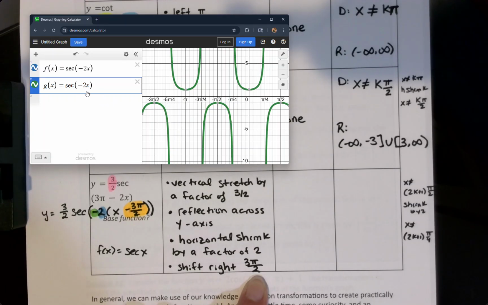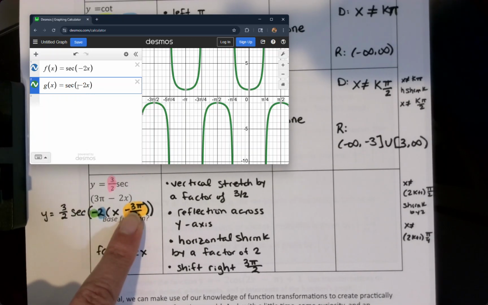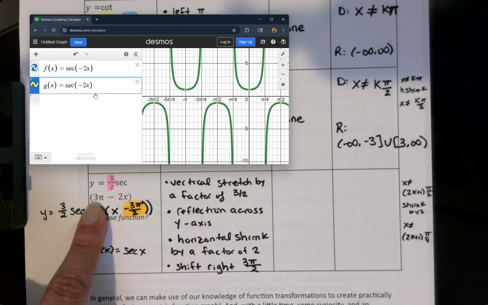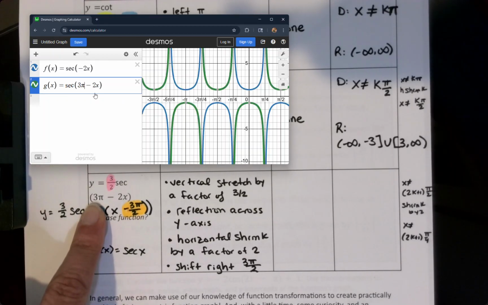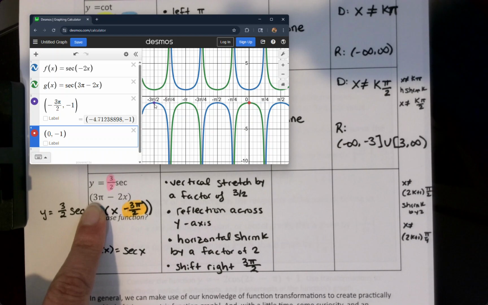I'm going to write this in the original format just so that I can verify I haven't made any mistakes when I've done my factoring. So I'm going to type in the 3 pi in the front here. And we're going to watch that point right here that was blue move over here. So this point moved over to here in the green graph. I do have a point right there where I was expecting.